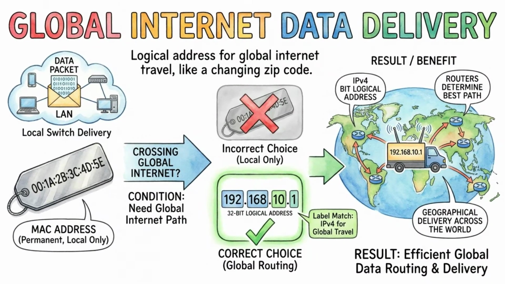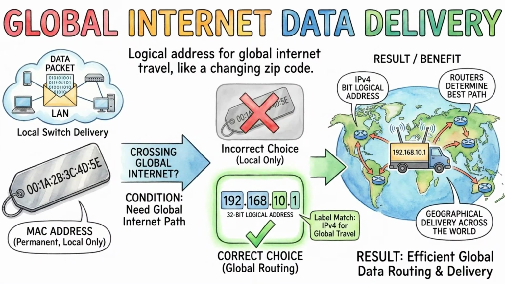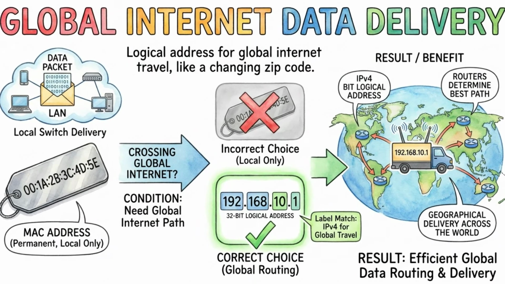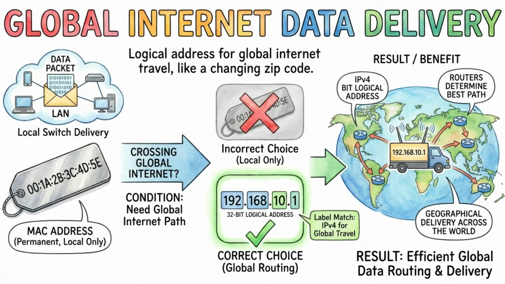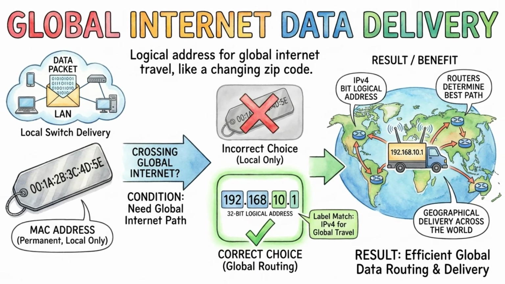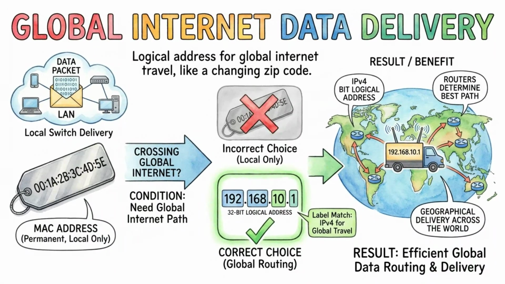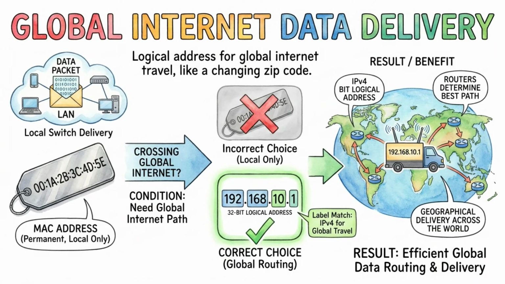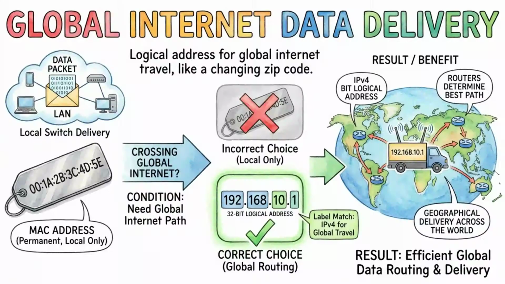While MAC addresses are perfect for local switch delivery, we need a different type of address to send data across the global internet, which is the IP address. Specifically, Internet Protocol version 4, or IPv4, uses a logical 32-bit address separated into 4 distinct blocks of numbers. Unlike a permanent MAC address, an IP address is logical, meaning it changes depending on what network you connect to, exactly like how your zip code changes when you move to a new city. Routers use these IP addresses to read the destination network and determine the best geographical path to deliver the data packet across the world.